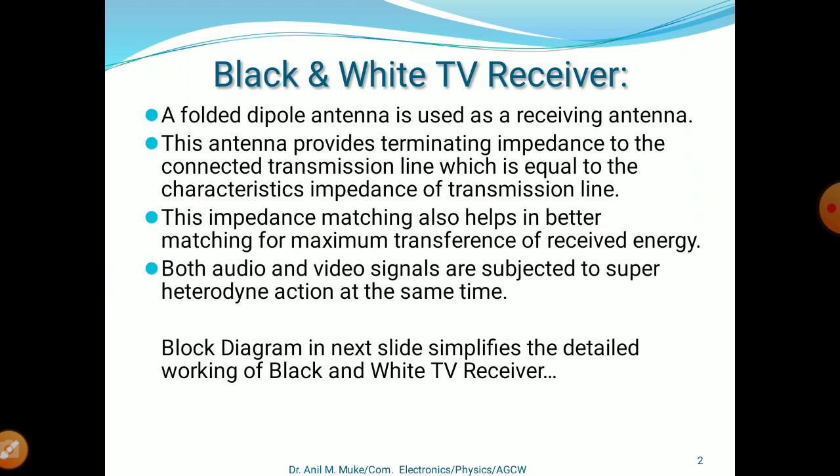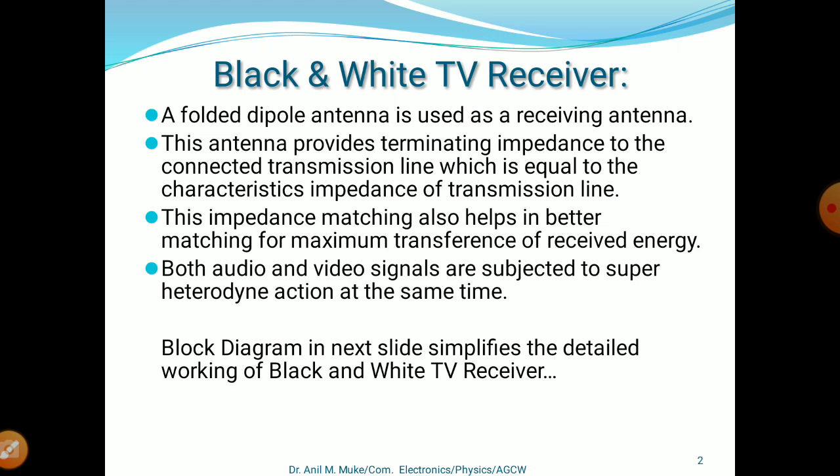Now why this dipole antenna? The folded dipole antenna provides a terminating impedance to the connected transmission line which is equal to the characteristic impedance of the transmission line, and this impedance matching is useful for maximum transference of the received energy. Now both the audio as well as the video signal will undergo a superheterodyne action by using some kind of circuit at the same time.